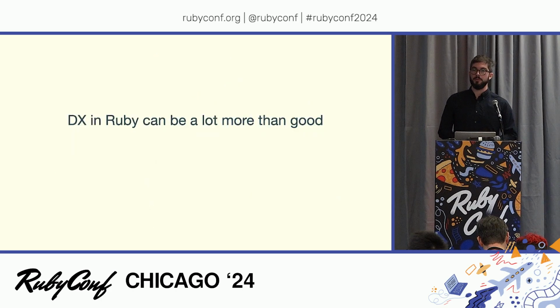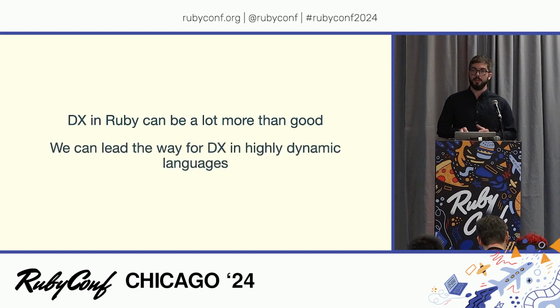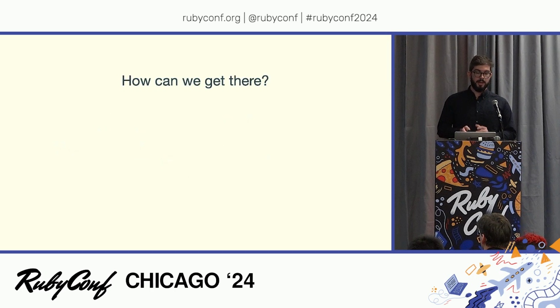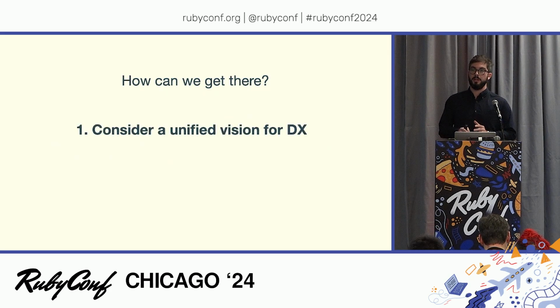I think developer experience for Ruby can be a lot more than just good. In fact, I believe that we can lead the way when it comes to developer experience in highly dynamic languages, even when there's no type system present. And to me, there are two important things for us to get there. Number one is considering a unified vision for developer experience. To achieve the level of sophistication that we're seeing in the Rust community, we need to be able to have the tools integrate automatically and have the tools create APIs to talk to each other. Building the tools in isolation will not cut it.